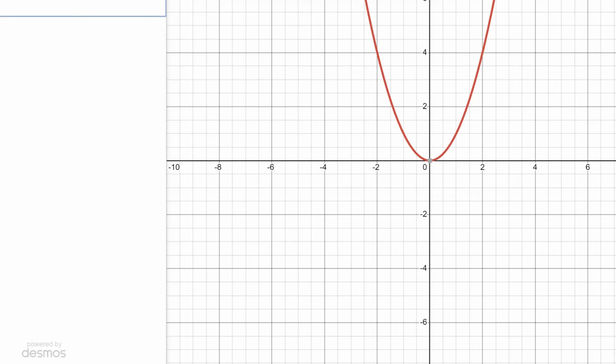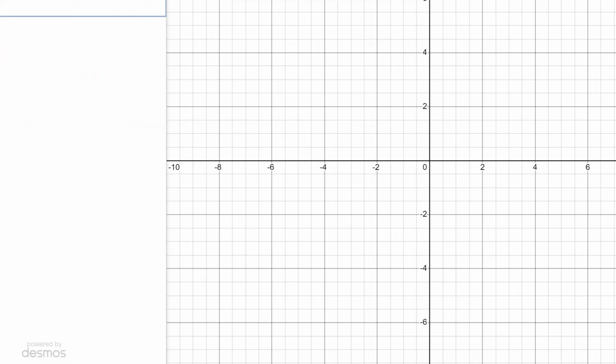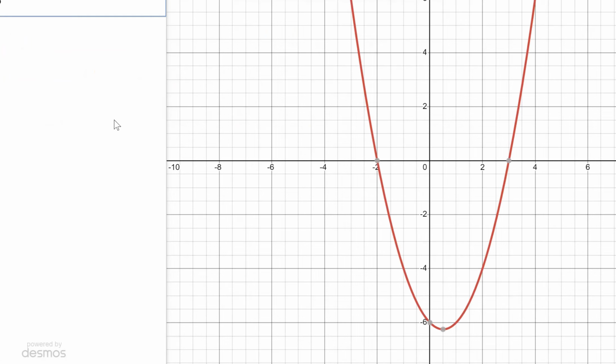X squared, what was it? Minus x minus x. And we're looking at it from 1 to 4. So from 1 to 3, it's negative, right? And then from 3 to 4, it's positive.